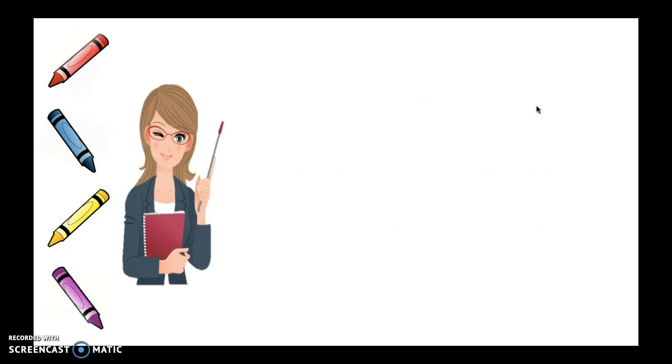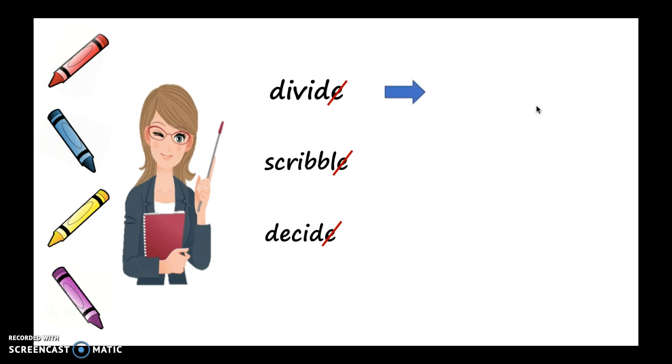Speaking of the ending ing, I'm going to give you those same words again. Divide, scribble, and decide. You're going to drop the E in all three of these words, and you are going to add the ending ing onto the base divide, scribble, and decide. Pause this video and come on back when you have the endings added onto these words.